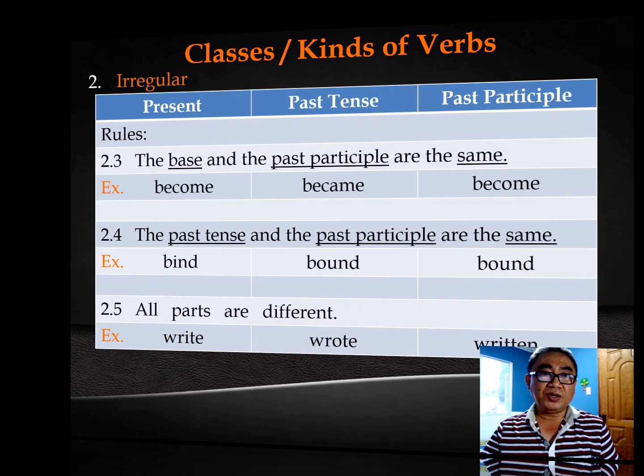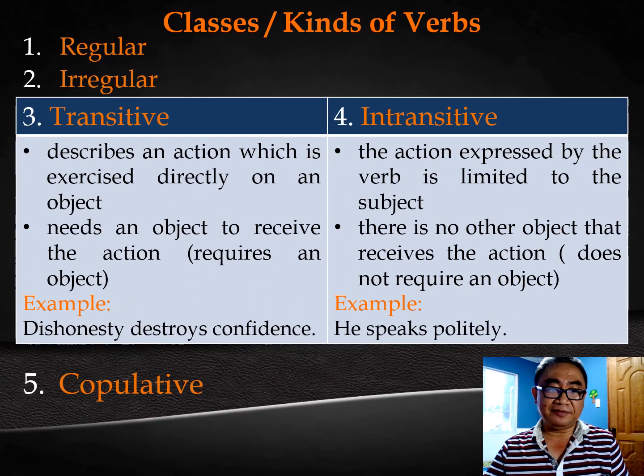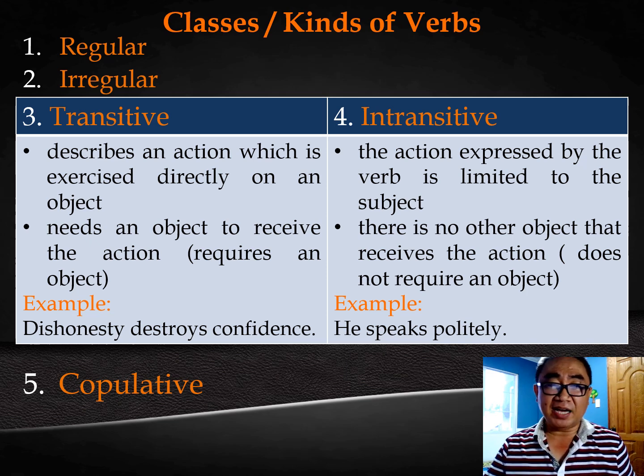Now, let's go to the transitive verb. When we come to transitive verbs, please take note that it describes an action which is exercised directly on an object, and it needs an object to receive the action. That requires an object. Like dishonesty destroys confidence. You ask what after destroys: what? Confidence. So that is an example of a transitive verb. Okay, we have the intransitive verb. The action expressed by the verb is limited to the subject, and there is no other object that receives the action. It does not require an object, like speaks politely. So it is complete in itself.